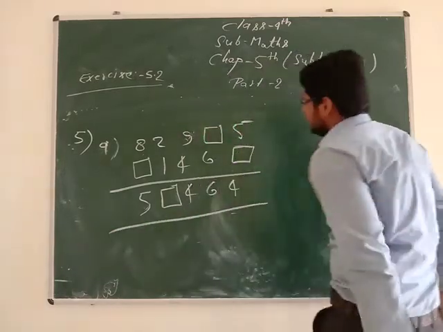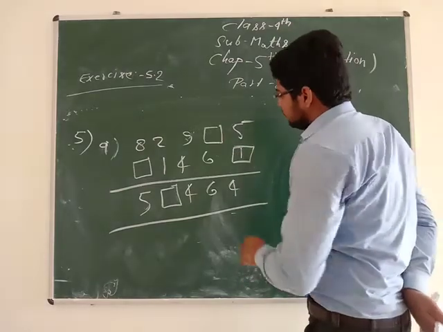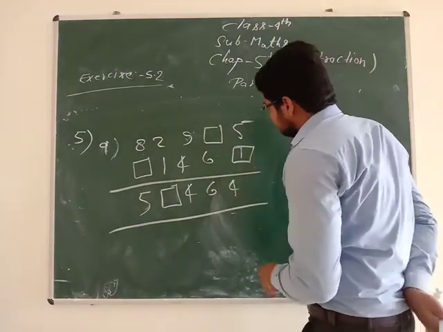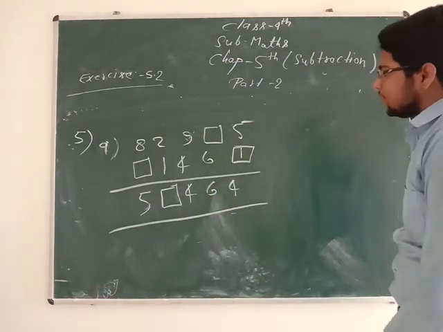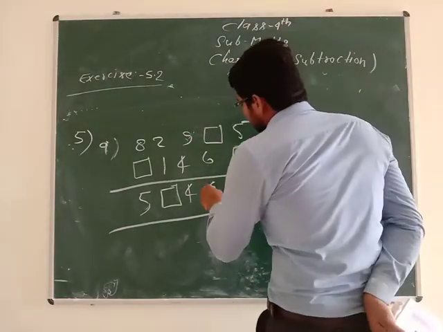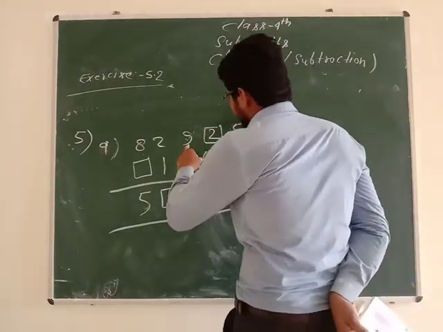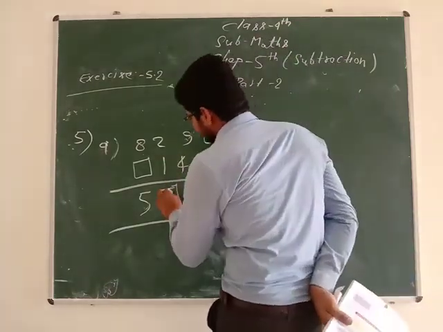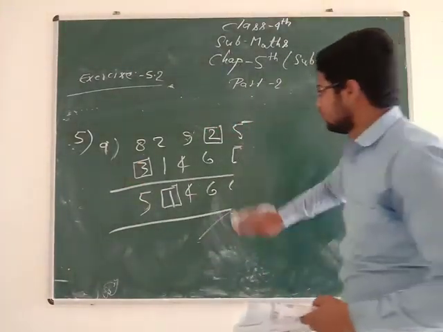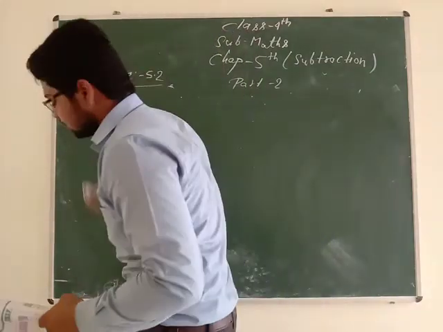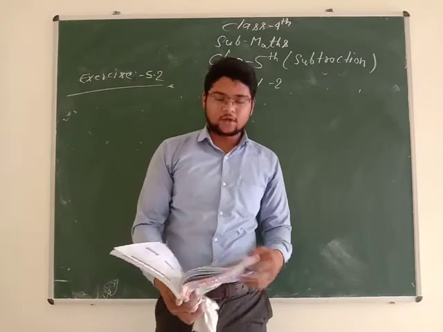So here we have to fill the box. 5 minus 1, 4. What would be subtracted by 6 to get 6? So 8 would be subtracted by 6, so we would get 6. So 6 minus 6, 12, 2, and 8 minus 4 is 4. 2 minus 1, 1, 8 minus 3 will be 5. So we can fill it easily. So here we have completed the exercise. Students, we will jump to the next exercise in the next video. So for now, thank you so much.